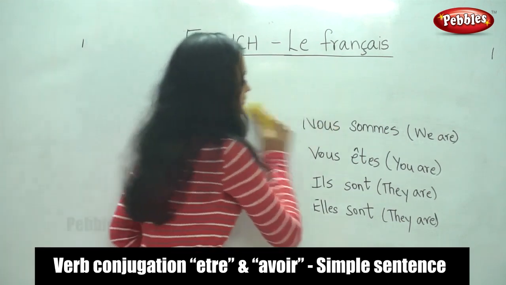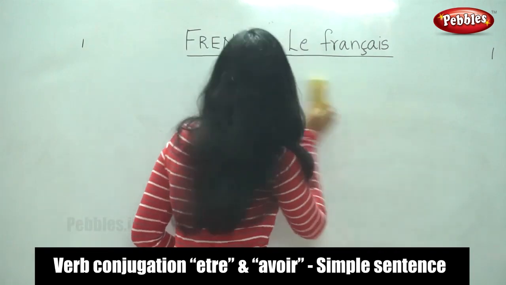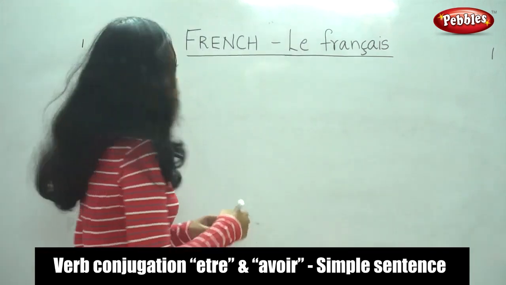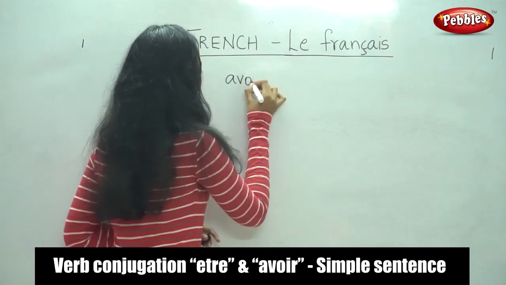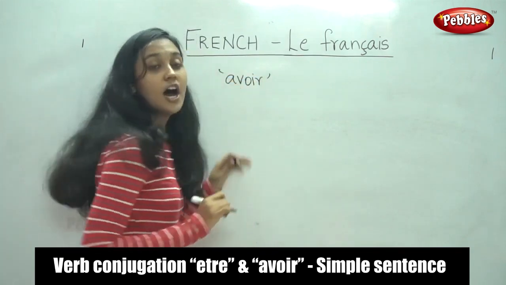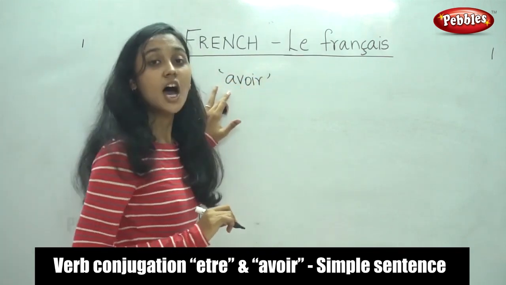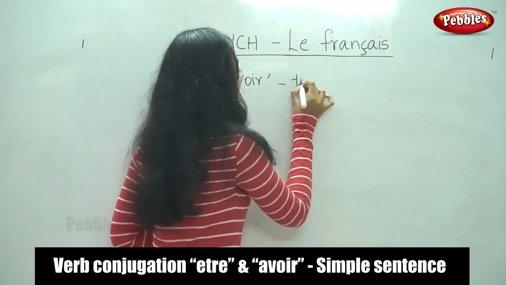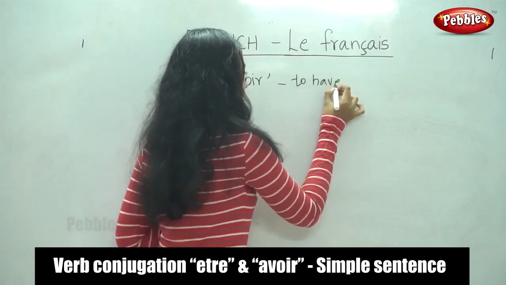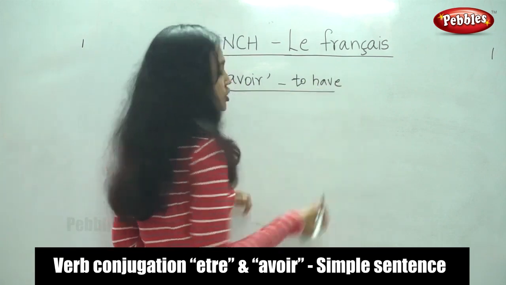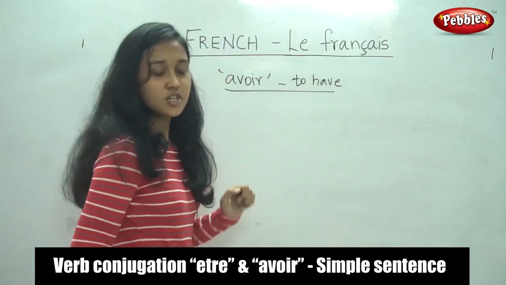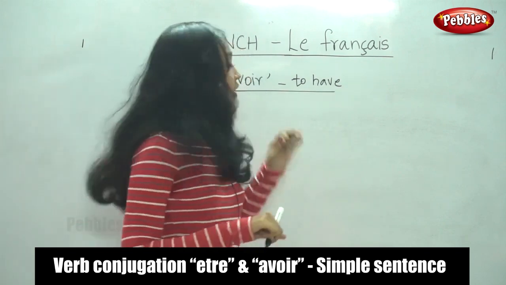It is the avoir verb. Avoir. It is pronounced avoir. It means to have. To have. Avoir. So are you ready to learn the conjugation for the avoir verb?